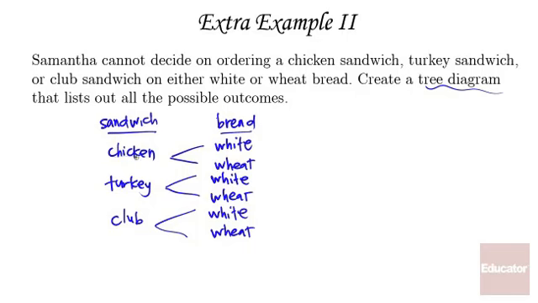So the chicken with the white, that's one option, right? Chicken with, so then I can just say, let's say this is the white, the chicken with the wheat.